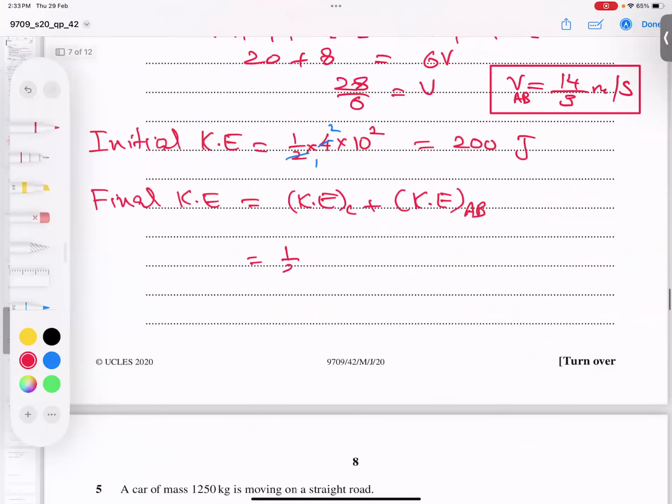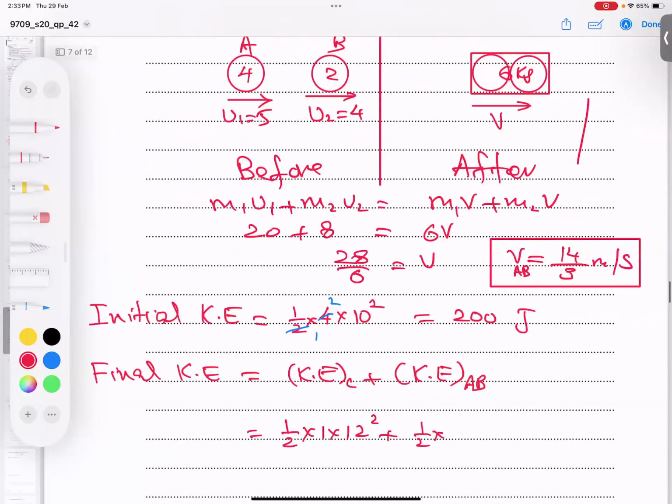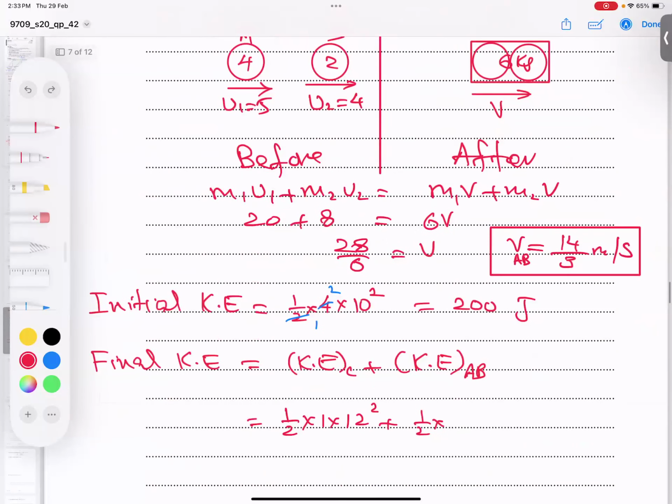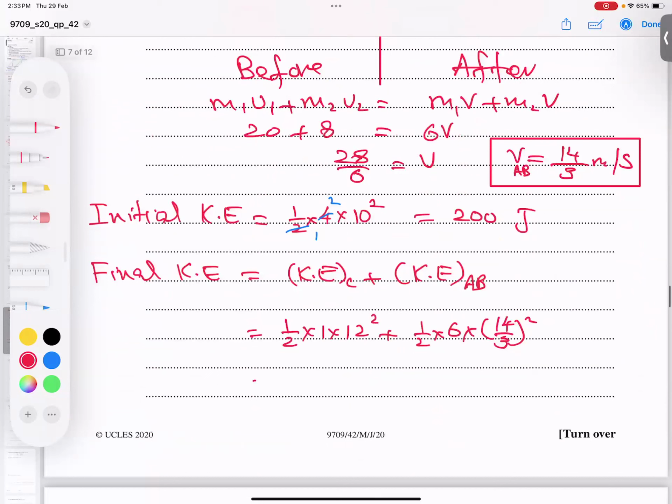So half m v square, and for combined AB, half m is what? 6. How 6? 4 plus 2, 6. So 6, and velocity is 14 by 3, and 14 by 3 squared. If you type this in the calculator, let me check: half 12 square plus half into 6. This is coming 412 by 3 joules.